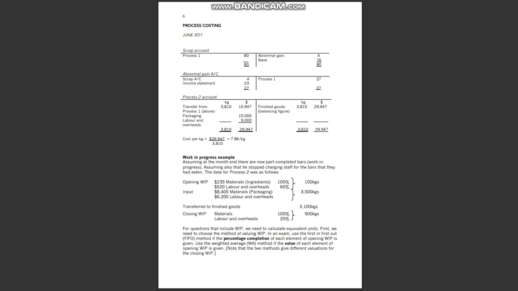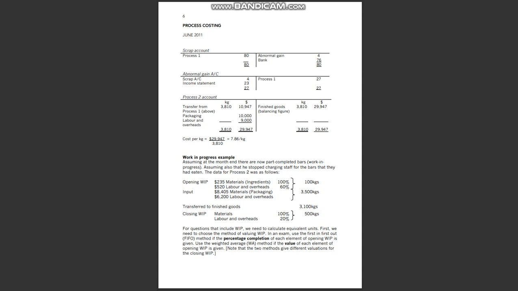Therefore there is no loss, because the input and opening work in process is 3600 kgs, and the finished good and closing work in process is also 3600 kgs. For a question that includes work in process, we need to calculate equivalent units.